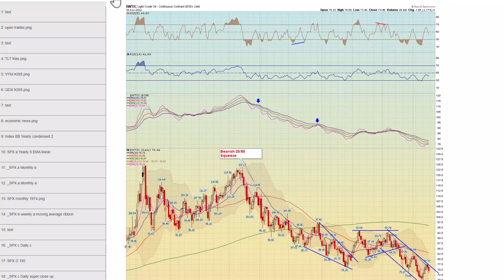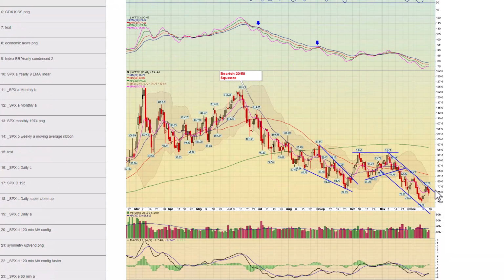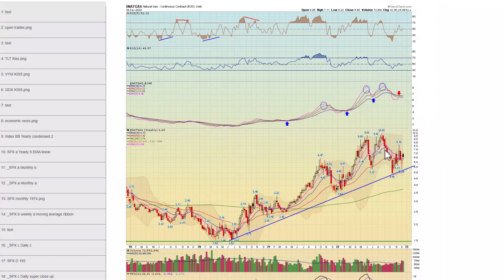Next, chart 63, there's the daily view. Again, right now we have a steep downtrend channel. Price rallied last week right to the downtrend channel line. Fine resistance there. Next, chart 64, natural gas, weekly chart.